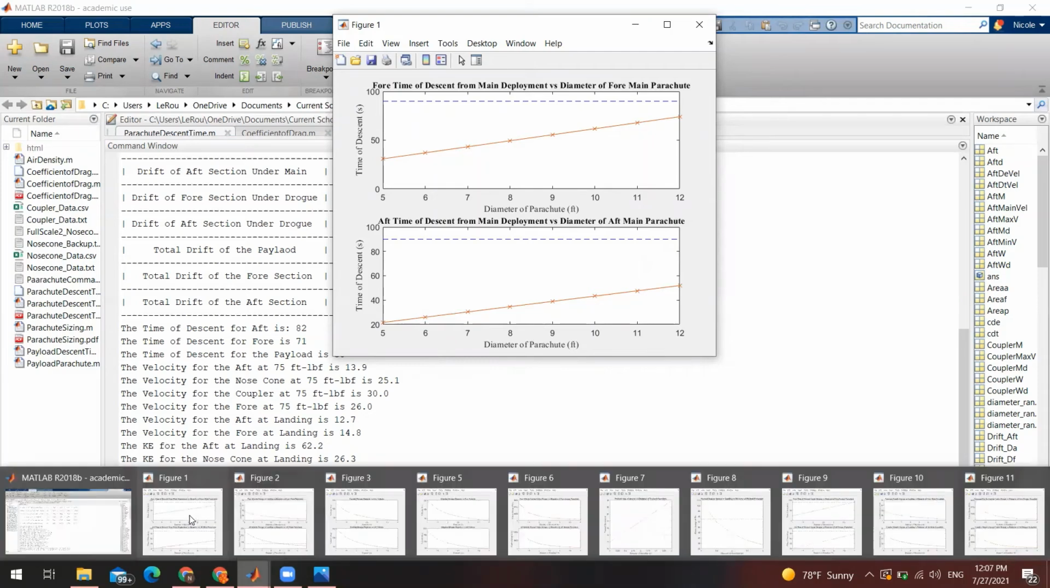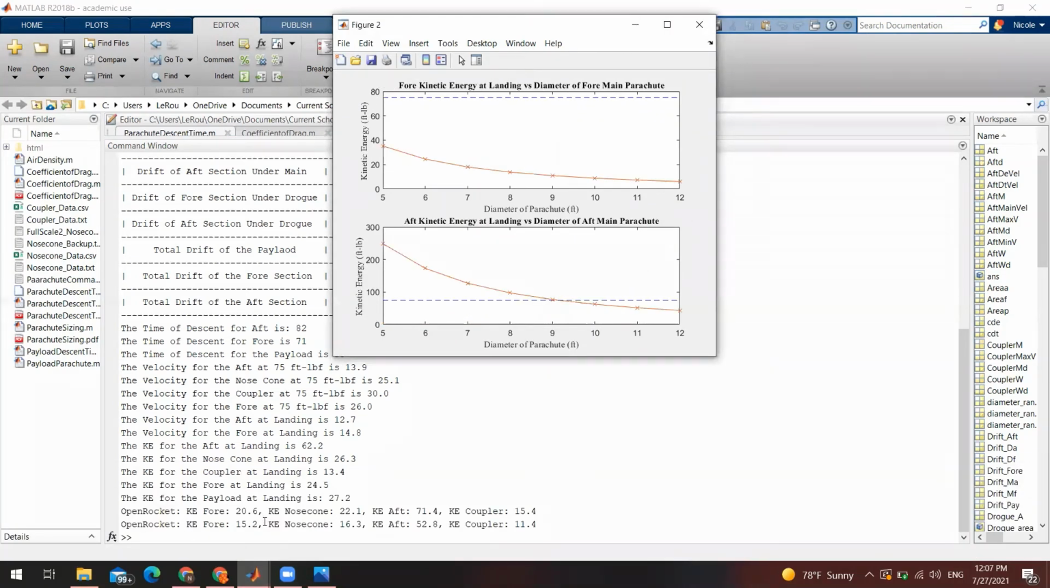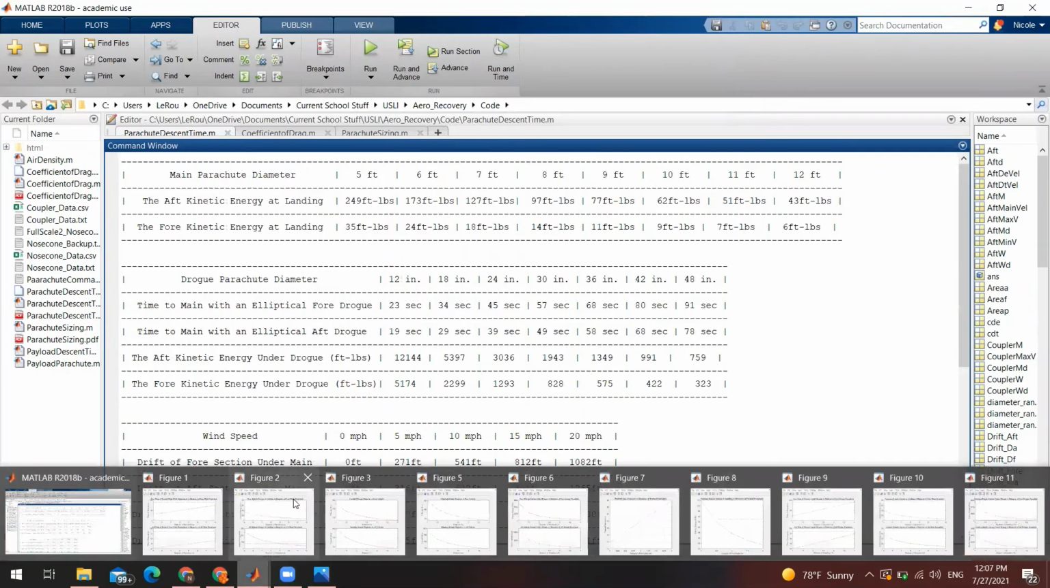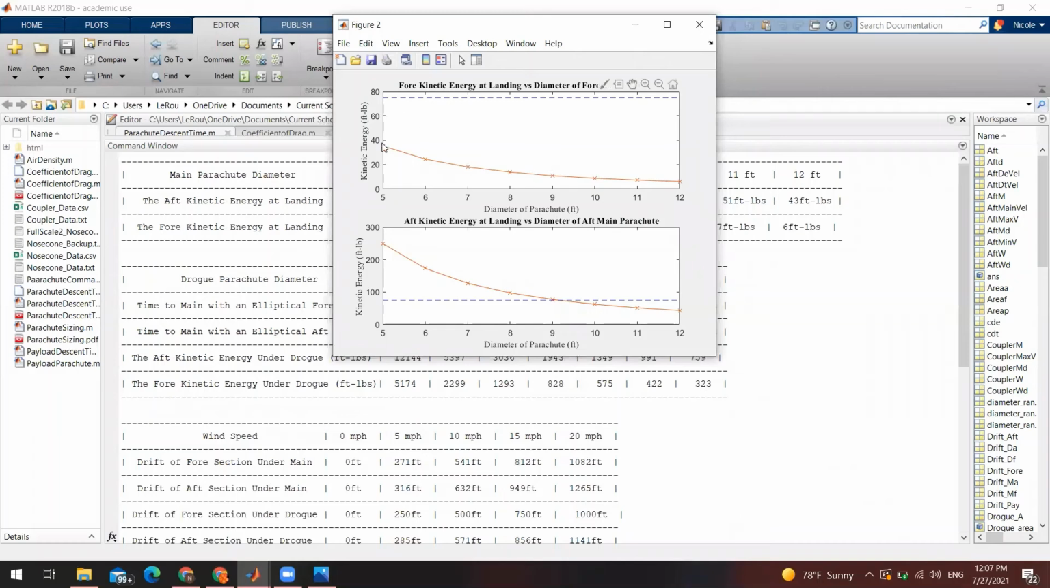So figure 2 here: kinetic energy at landing versus diameter of the 4 main parachutes. So this shows us the same thing that was in this table up here, which is that, right, I'm well below that 75 foot-pound requirement with all of the 4 parachutes, and with the aft parachute, I'm really close at 9 and just below at 10, right? So I need that 10-foot parachute.